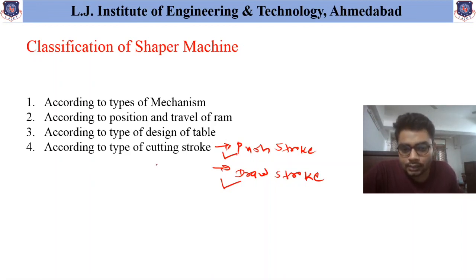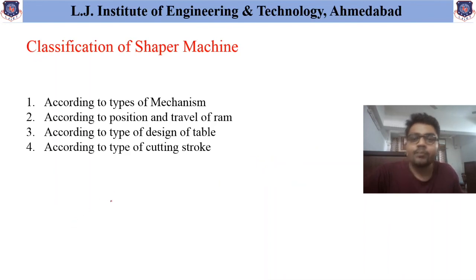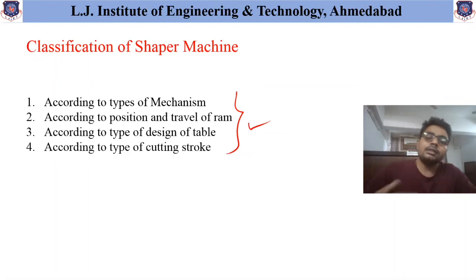So in this lecture we have discussed the basic main parts available in the shaper machine and where these different parts are located in an actual shaper machine. And after that we have discussed the different classifications of the shaper machine. So in our further lectures, we will discuss this shaper machine in detail. I hope it is clear to you how these different parts are available in the case of the shaper machine and how this shaper machine can be classified.